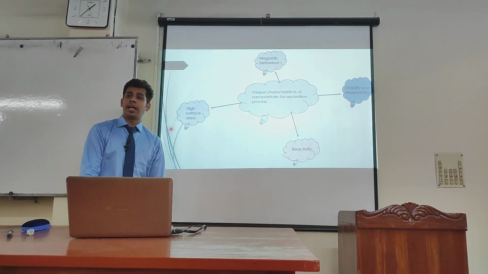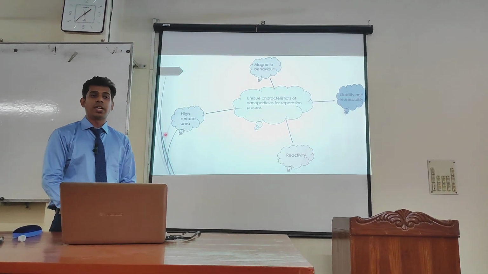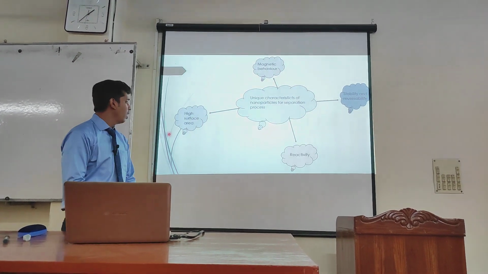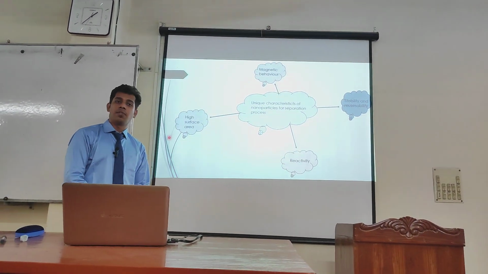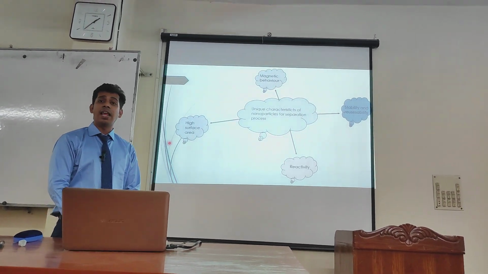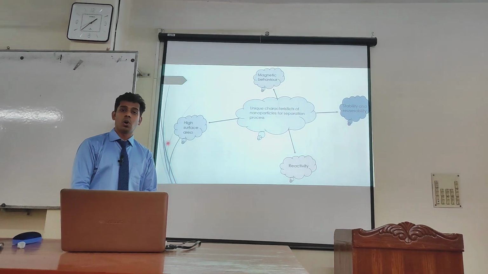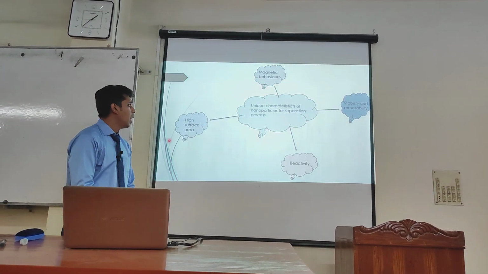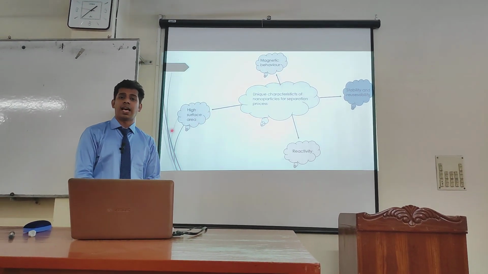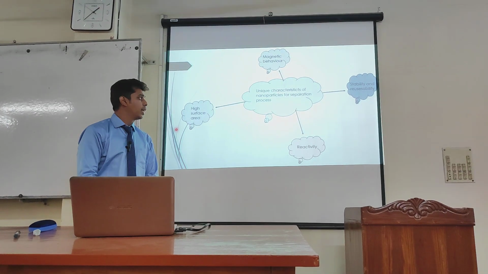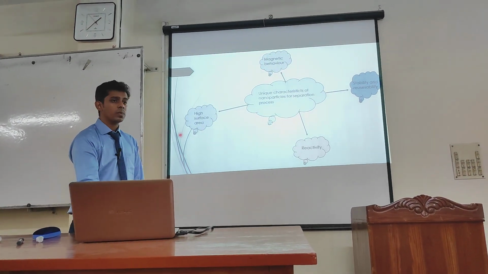Why should we use nanoparticles for the separation process? There are some unique characteristics of nanoparticles so that we can use them for the separation process. These are high surface area, magnetic behavior, stability and reusability, and reactivity. Nanoparticles have a very high surface area to volume ratio, so they are highly efficient for the adsorption of organic pollutants. Magnetic behavior: magnetic nanoparticles such as iron oxides are efficiently used for the magnetic separation of organic pollutants.